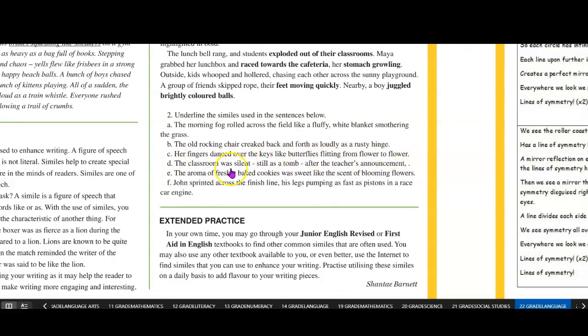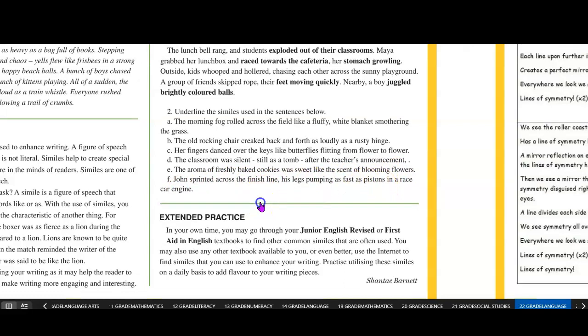The classroom was silent, still as a tomb after the teacher's announcement. So the classroom was silent, and that's being compared to the stillness of a tomb. The aroma of freshly baked cookies was sweet like the scent of blooming flowers. John sprinted across the finish line, his legs pumping as fast as pistons in a race car engine.